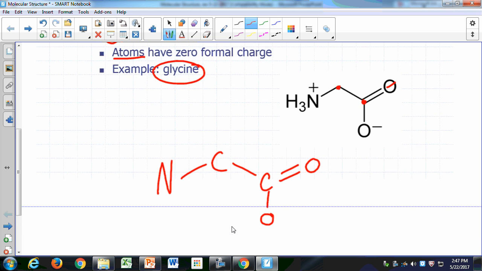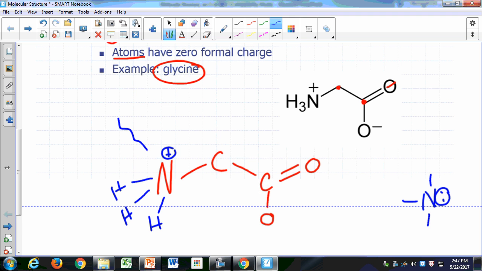And what else do we know? This nitrogen has a +1 formal charge, so what do we know about nitrogen? In order for nitrogen to have zero formal charge, it has to have 3 bonding pairs and a lone pair. If it has a +1 formal charge, it has to have 4 bonding pairs. Well, it's already got 1 with the carbon and 3 more with the hydrogens, so it's got 4 bonding pairs. That means there is no lone pair on that nitrogen, because it has a +1 formal charge. It's kind of obvious from the fact that it's got 4 bonding pairs around it.